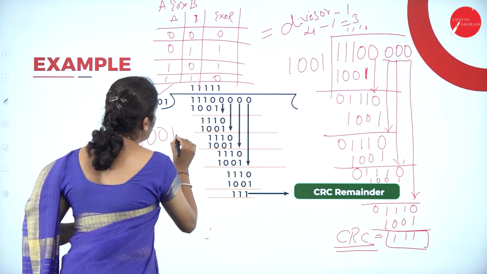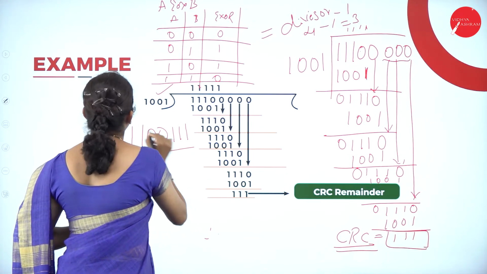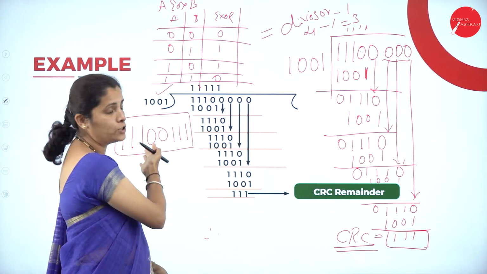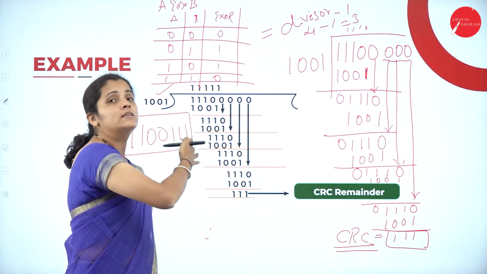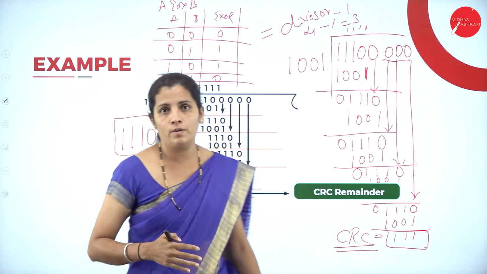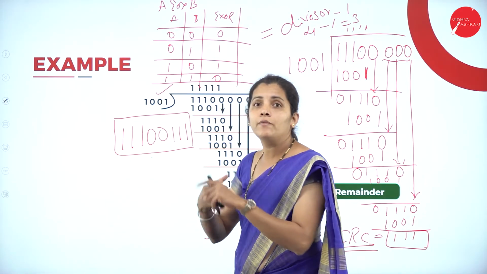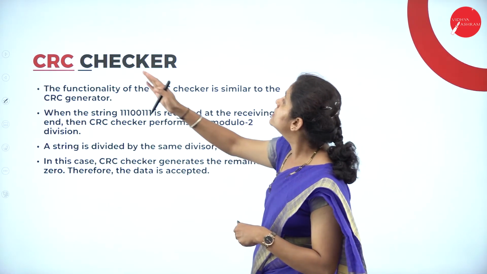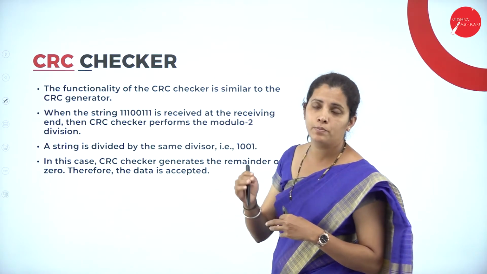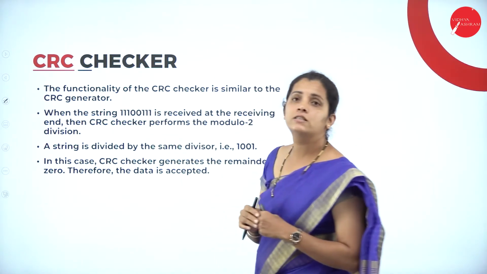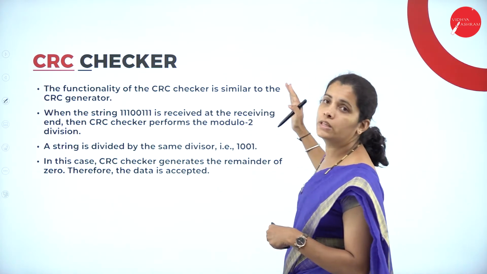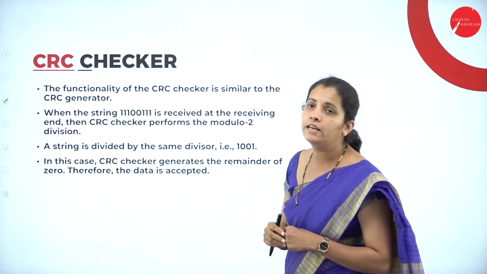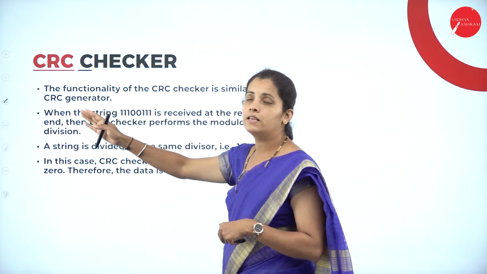So it is 1 1 1, and I am going to send this to the receiver. This is my actual data now, along with the CRC bits, and I am going to send it to my receiver. In the CRC Checker it is the same procedure. I repeat, the functionality of the CRC Checker is the same as the CRC generator.